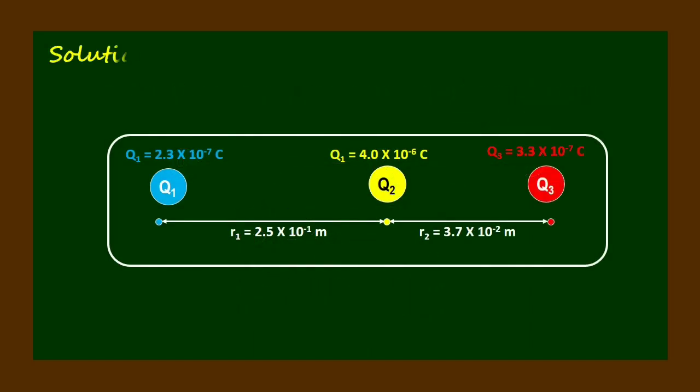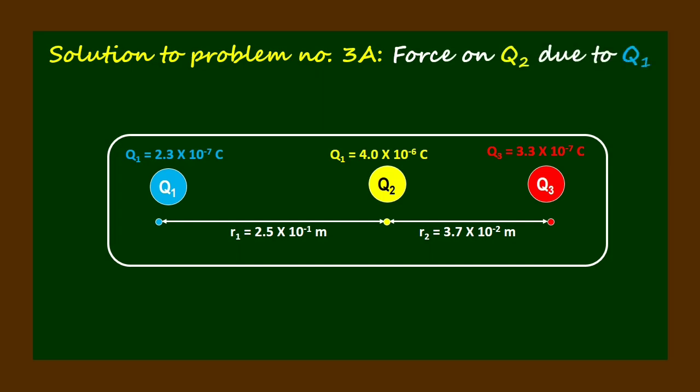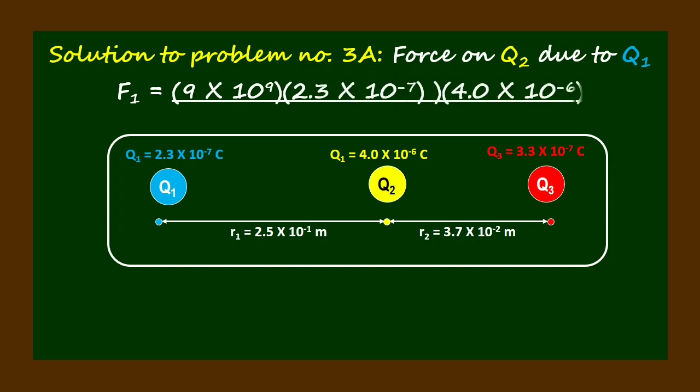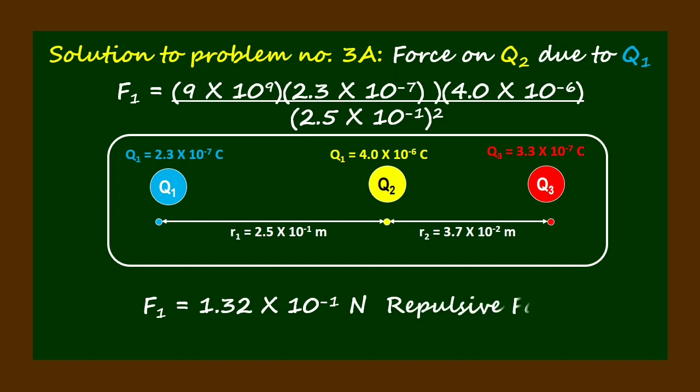And for the solution to problem number 3a, let us determine the force acting on Q sub 2 due to Q sub 1. Since Q sub 1 and Q sub 2 are like charges, the force that exists between them is a repulsive force. By using Coulomb's law again, we get the magnitude of electrostatic force equal to 1.32 times 10 to the -1 Newton. This means that Q sub 1 is pushing Q sub 2 to the right direction.